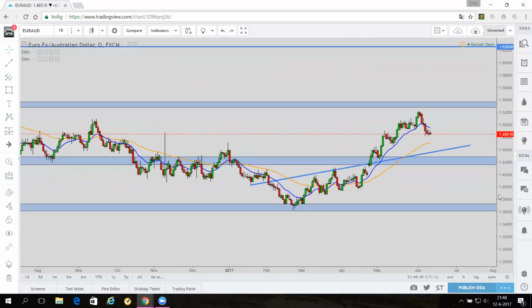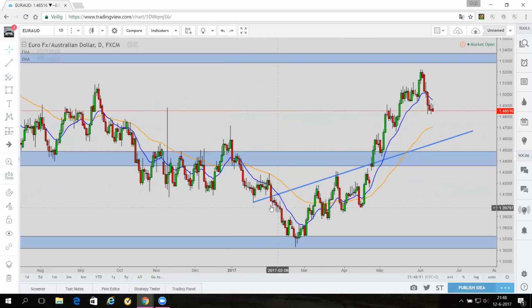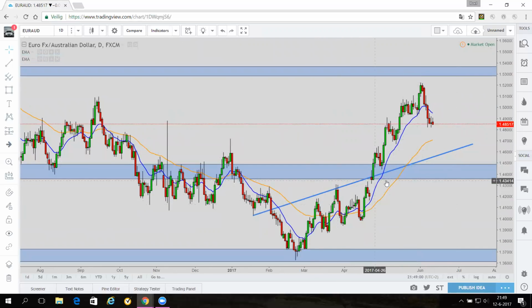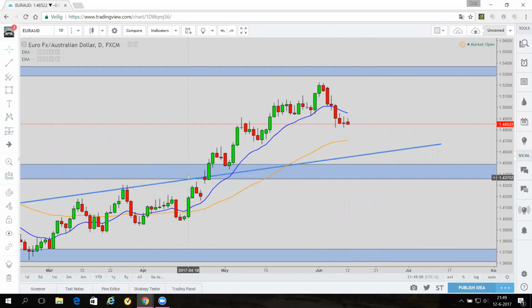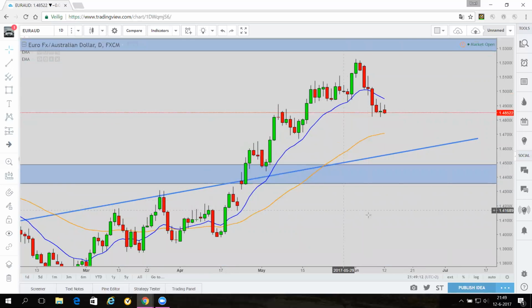You see at this level, it didn't push through, so here it counts as a support. Here it didn't push through the upside, so here it counts as a resistance. And then here it hit the level. Unfortunately, it gapped right here, so I can't see this price.